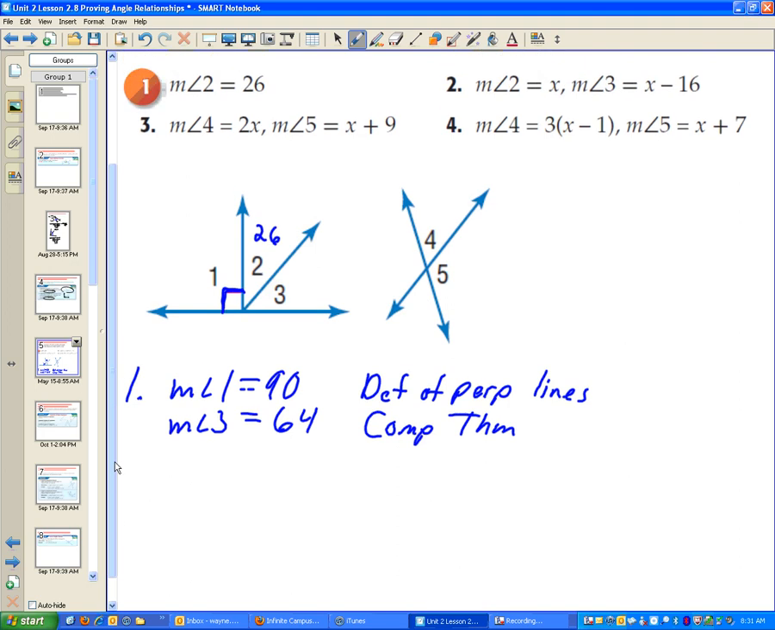We good? Number 2. All right, we start over because they give us new measures. The measure of angle 2 is x. The measure of angle 3 is x minus 16. Well, what's the measure of angle 1? 90.